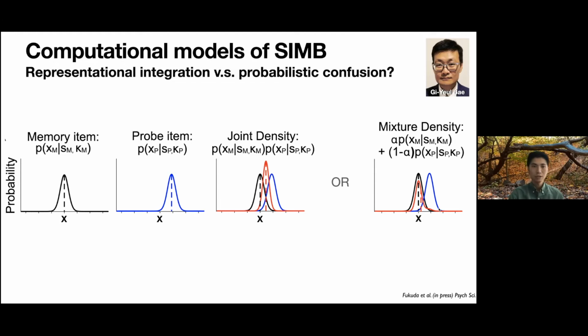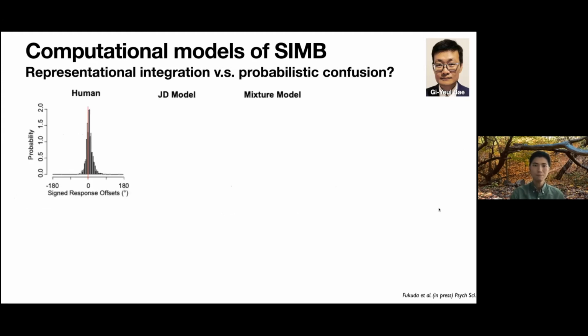Okay. So our approach to tease apart these mechanisms was to computationally implement these models and find the best fitting parameters. Here what I'm showing you is the observed data, the response offset distribution when the probe was judged to be similar.